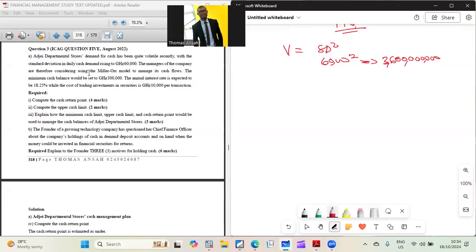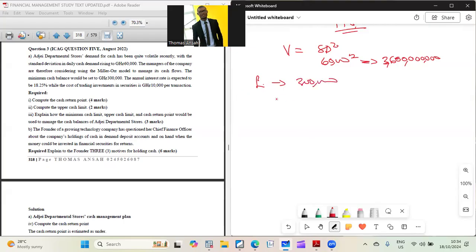Then it says that the managers are therefore considering using Miller-Orr to manage cash. The minimum cash balance, the lower limit, is how much? 300,000.